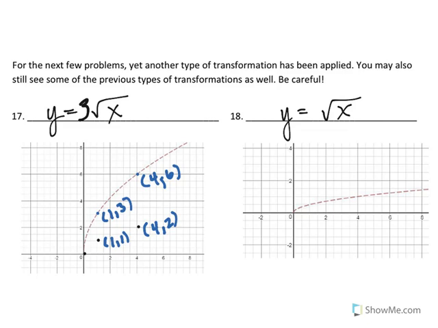The next one, if I plot my points again, (1, 1) and (4, 2), this time I see that my points are lower. Instead of going over 1 up 1, I'm going over 1 up a half and over 4 up 1. So my original ordered pairs were (1, 1) and (4, 2). And now they are (4, 1) and (1, 1/2). So this time I'm going to multiply by a scale factor of 1/2. This is a vertical compression by a factor of 1/2.